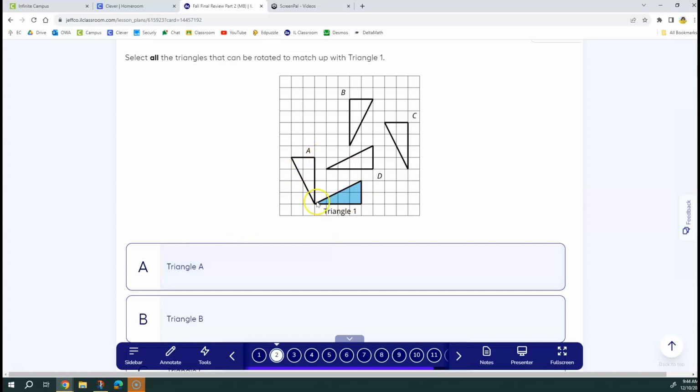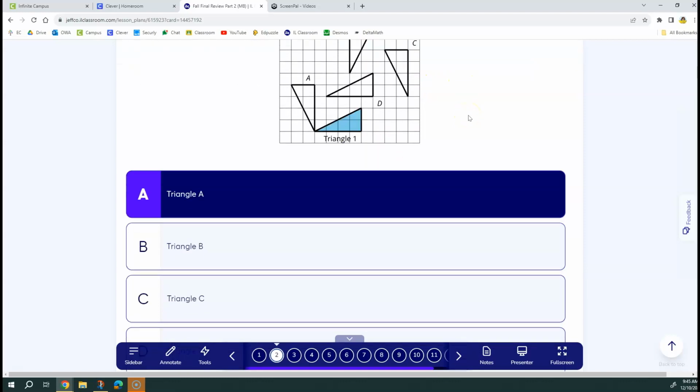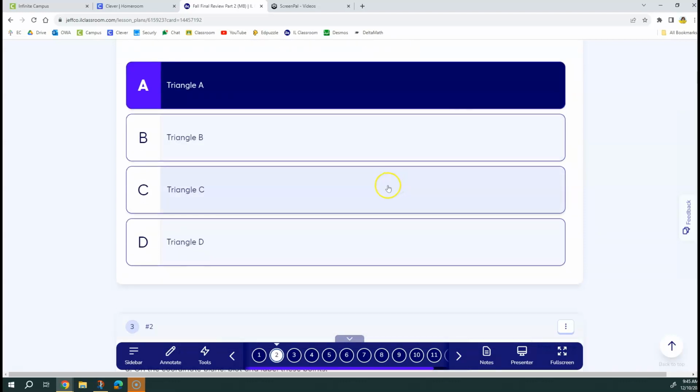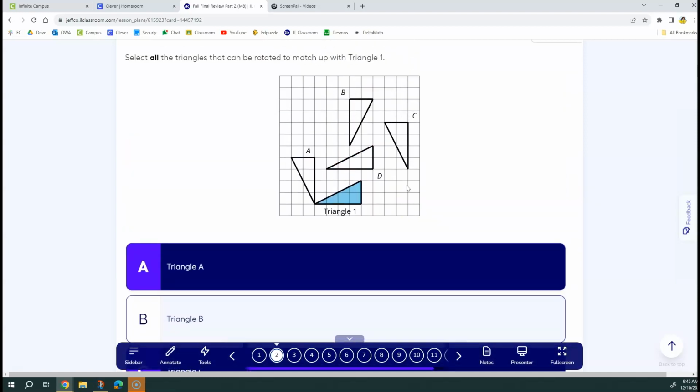We can see that triangle one can be rotated 90 degrees counterclockwise and it would match up with triangle A. Triangle C is the other answer because it can also be rotated 90 degrees counterclockwise, but then triangle C has also been translated. And that was not very clear in the instructions. However, hopefully a lot of you noticed that. So triangles A and C are the triangles that can be rotated to match up with triangle one.